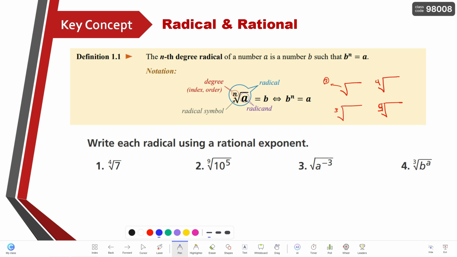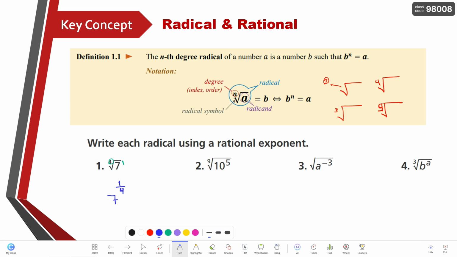In other words, we can apply this with our examples. If we have the fourth root of 7, we can simply say that this 7 could be written like this: 7 raised to 1 over 4. Since this 7 has an exponent of 1, and the index of this radical expression is 4, we can write this expression as 7 raised to the power of 1/4.